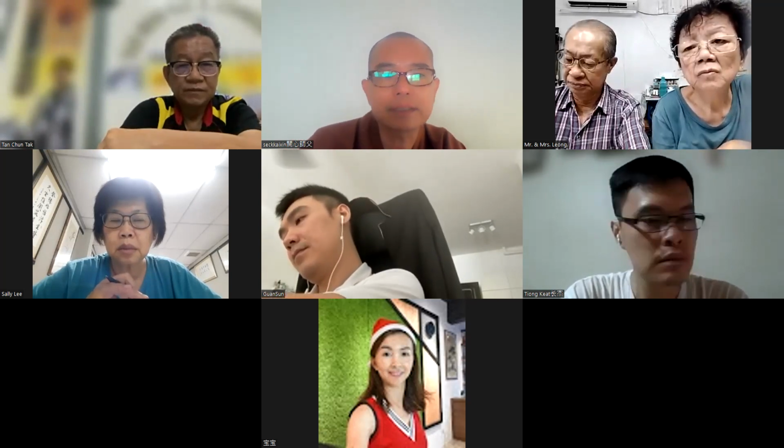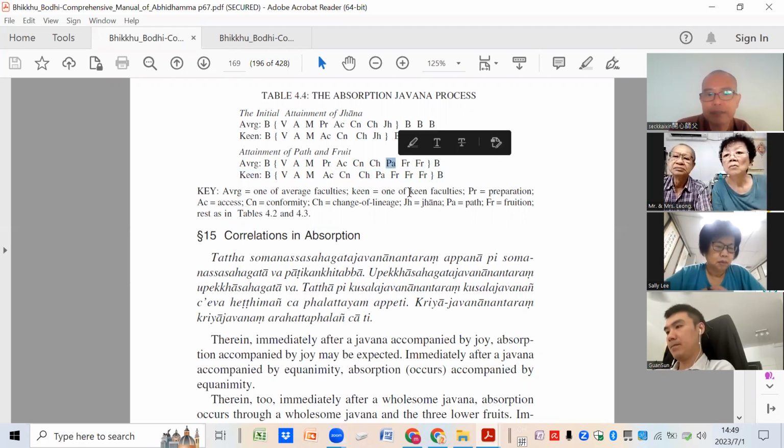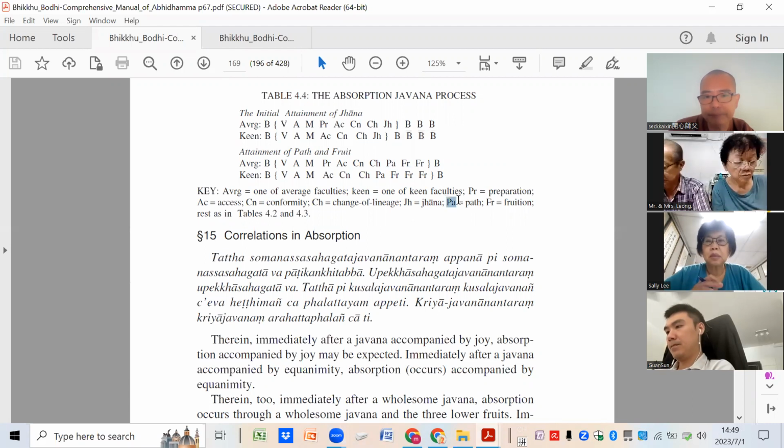So let's take a look. Here is the attainment of path of fruition. From here, you see the A, B, C, D. We just make it simple. Let's take a look. We ignore the B, the kin one, we ignore it. You see, this is the fruit. This is the path. See or not now? We'll see that is the short.